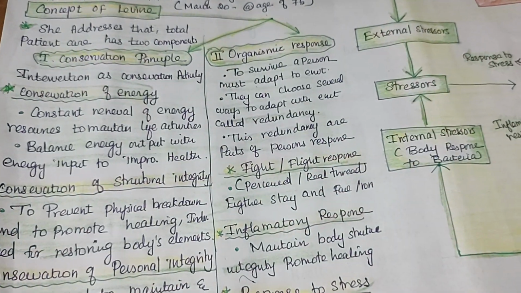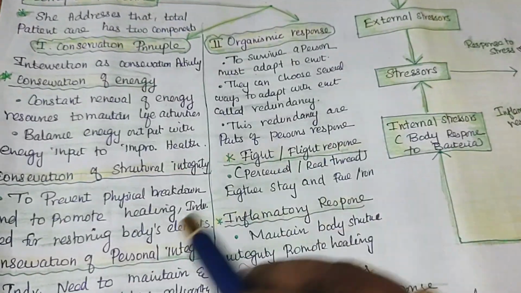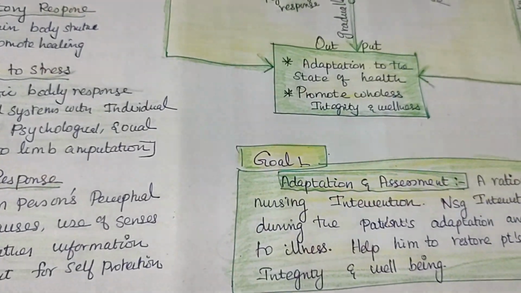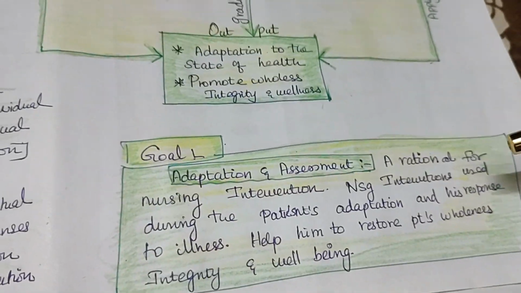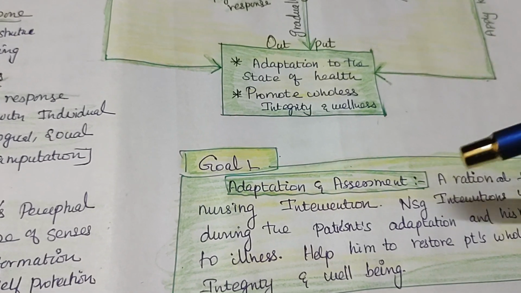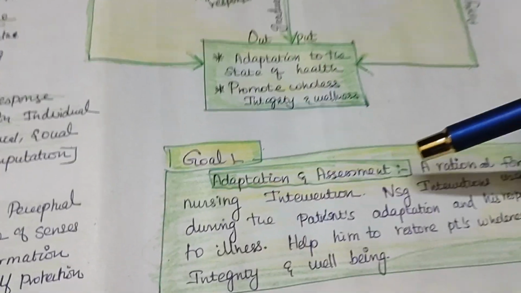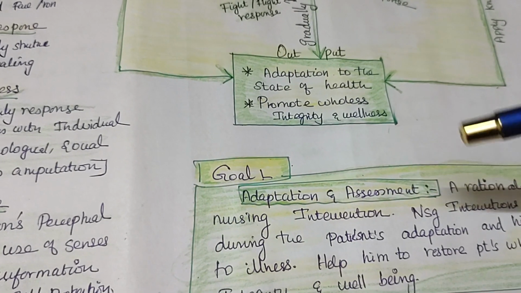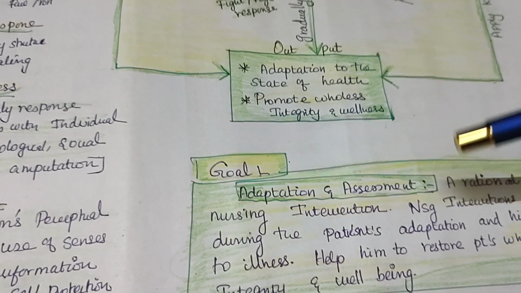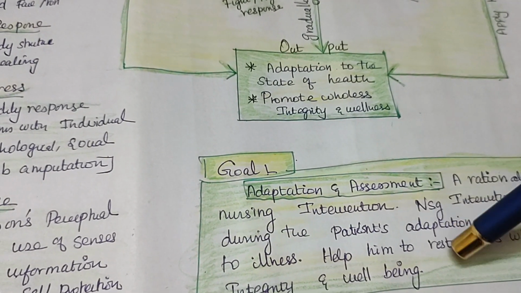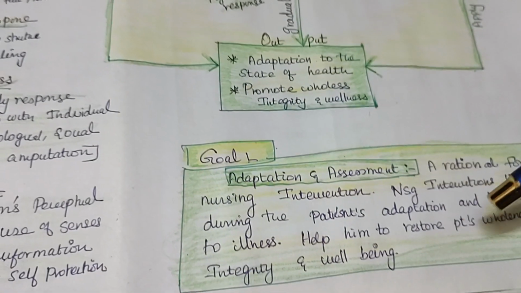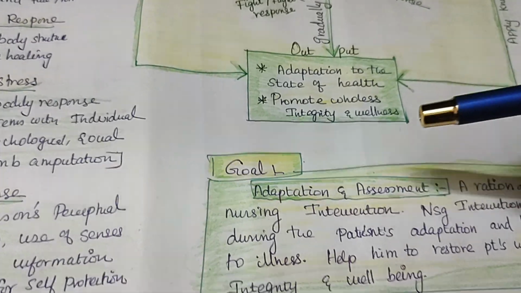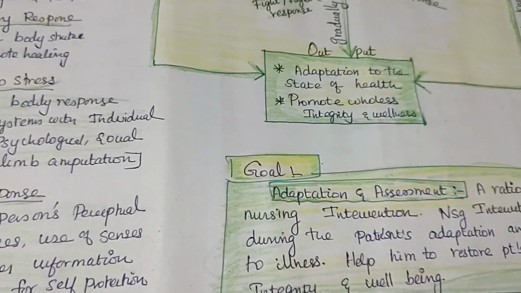That's a conservation principle and organismic response. So this is how the nursing care should be. She's telling that adaptation and assessment are the rationale for nursing intervention. That's the main rationale for the nursing intervention, how it should be. Nursing interventions are used during the patient's adaptation, how he adapts to this and his response to the illness. This will help the person to restore his wholeness, integrity and well-being.